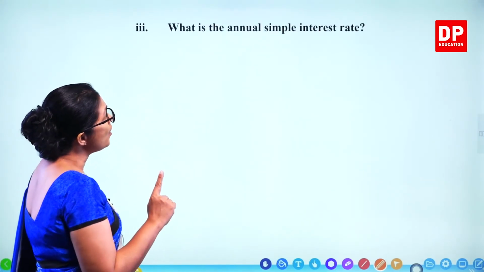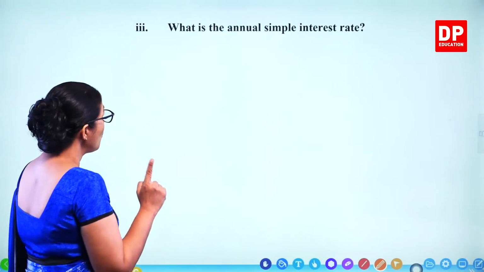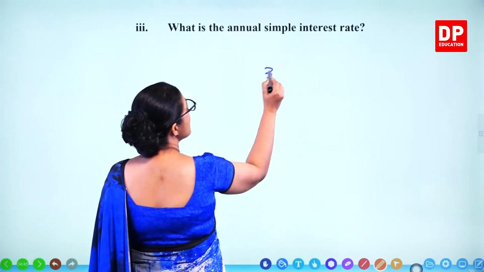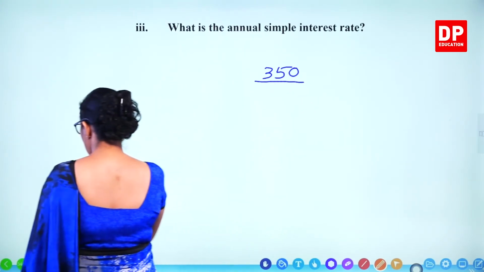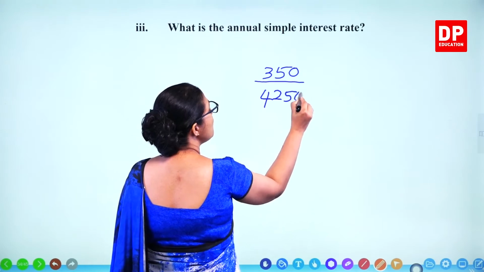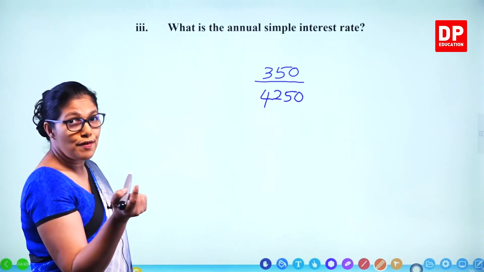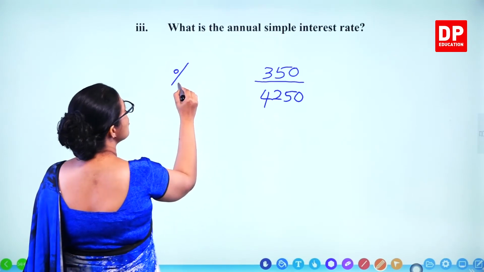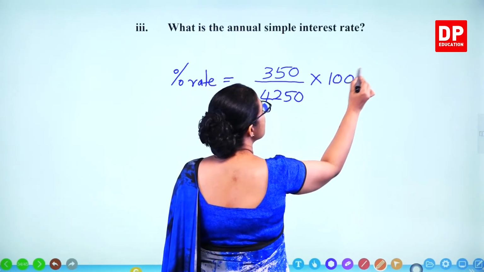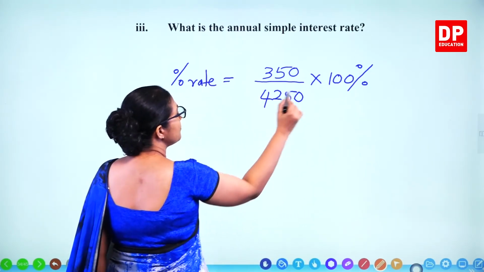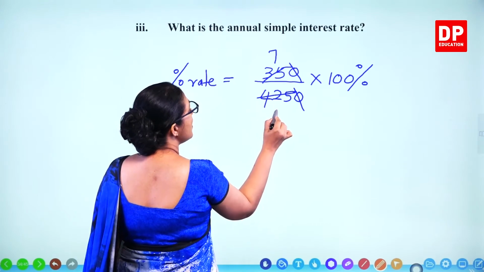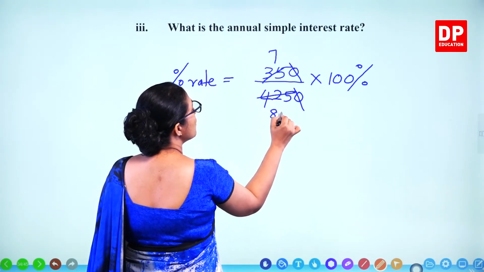Part 3, what is the annual simple interest rate? So we found out for a year, that's 350 rupees. What's the loaned amount? We found out that's 4,250. For 4,250, the interest is 350. So you need the percentage rate. So you have to multiply by 100%. What's the value? The 0 gets cancelled out. 5 times 7, 5 times 8, 40. That's 5 for 25.